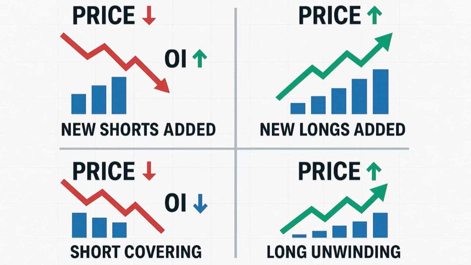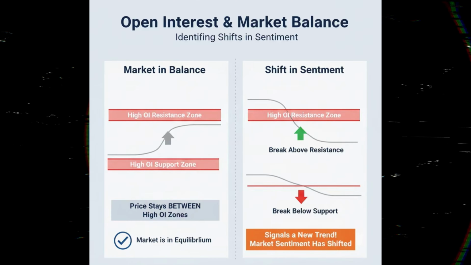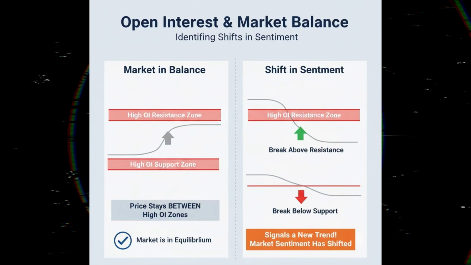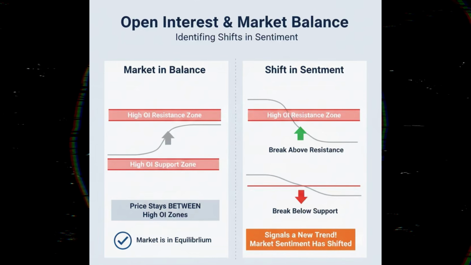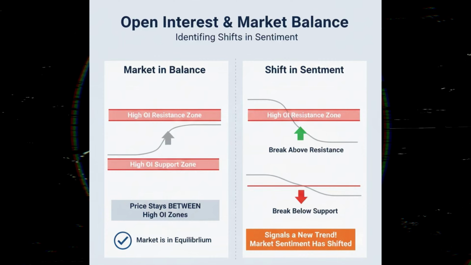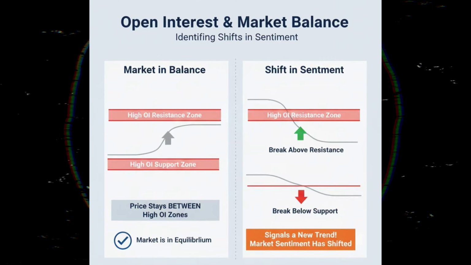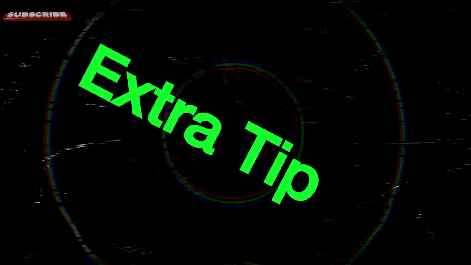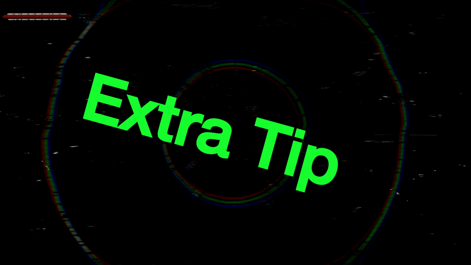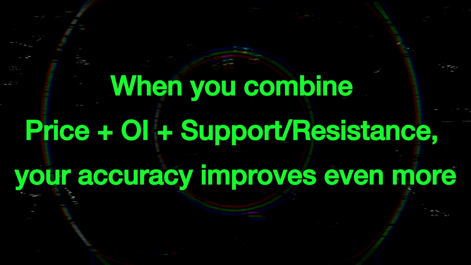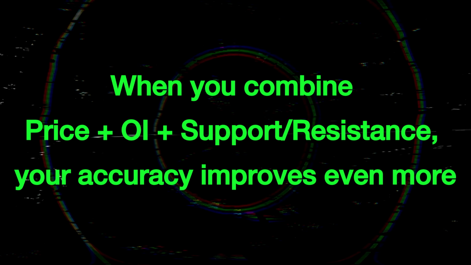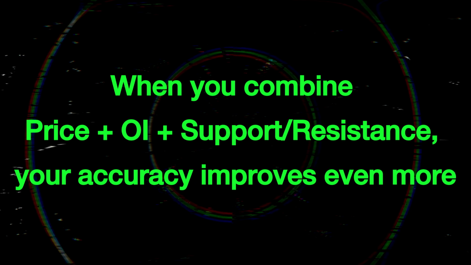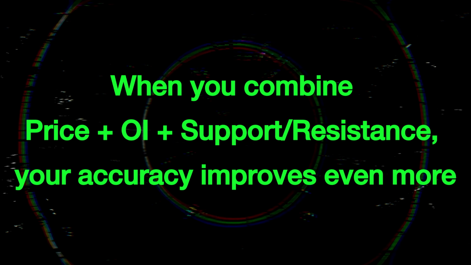So as long as the price stays between these two zones, the market is in balance. But when the price breaks above or below these high open interest levels, it can signal a shift in the market sentiment. Here is one extra tip. When you combine price and open interest with support and resistance zones, your accuracy improves even more.